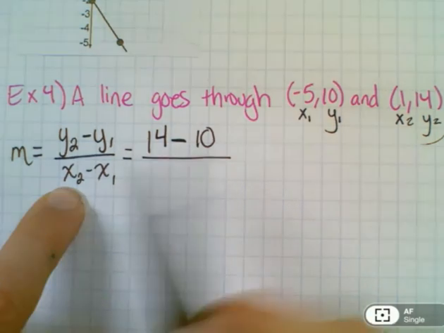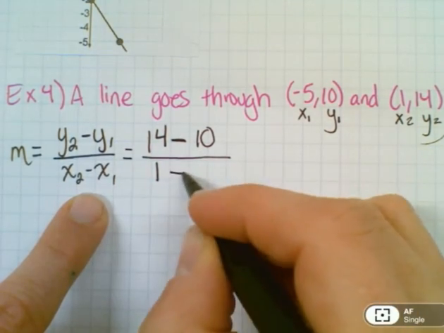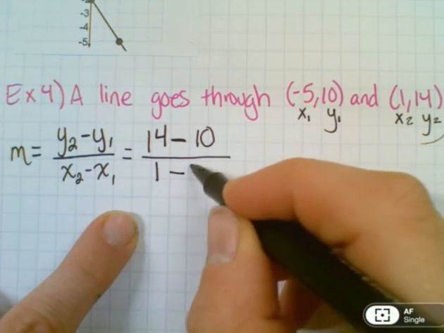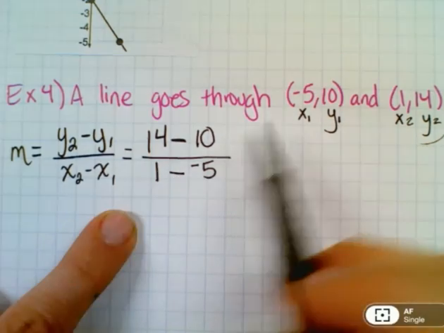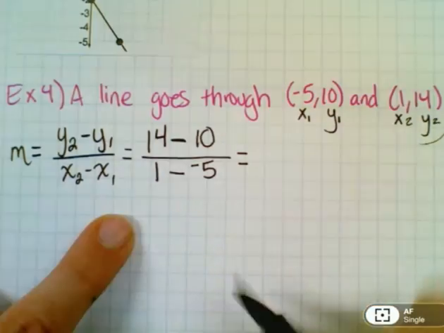So x2, that's the x for my second point. The minus is part of my formula. And then x1 over here is -5. You have to put the negative. This minus is part of the formula. We have to say it's minus -5. So that is going to be a little bit tricky.